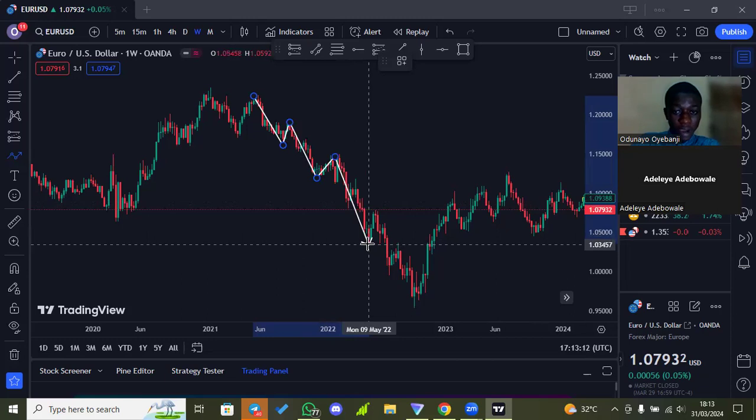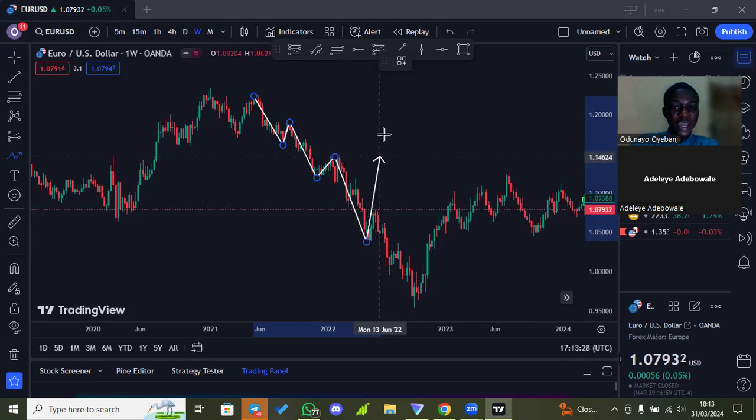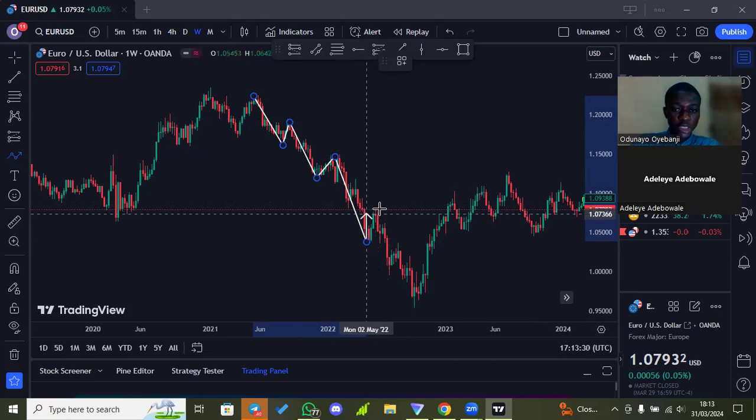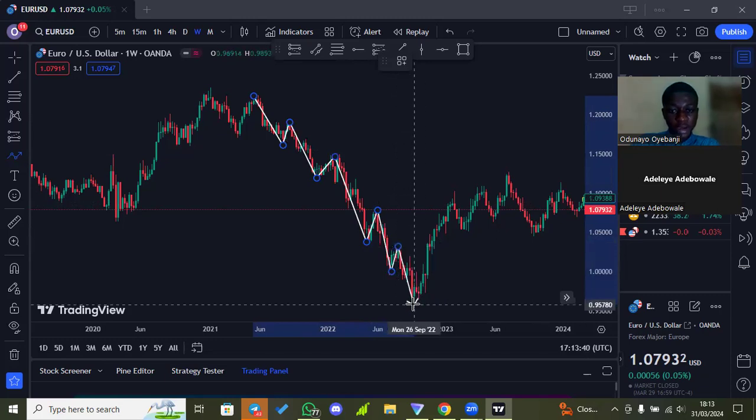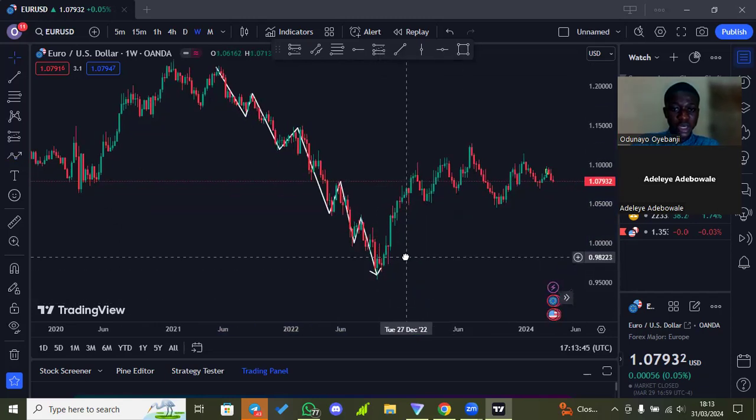We came downward up to this point, forming a new lower low. Then from this point, we went back up, forming a new lower high, because the high is not as high as the previous one. Then coming down again, we formed a new lower low. Went up again, formed a new lower high. Then came down again, forming a new lower low. You get that?